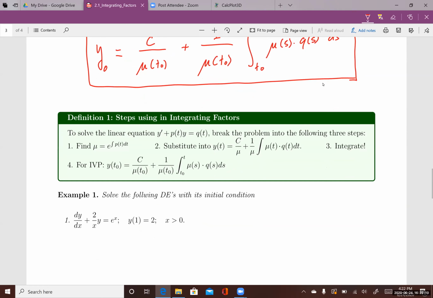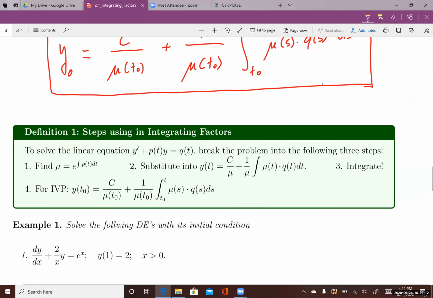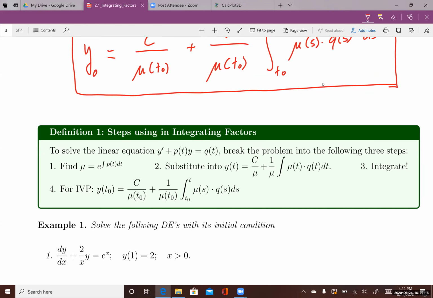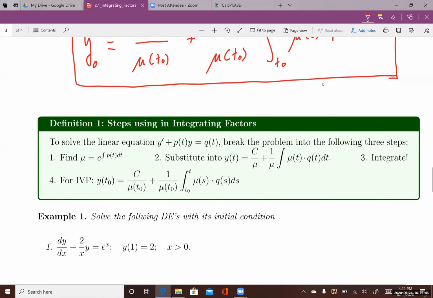Now, to summarize all the steps of using integrating factors to solve a linear first order differential equation: you first find the function mu, equal to e raised to the integral of p(t) dt, and you substitute mu into this formula for y, which is the solution for the differential equation. Here c is a constant, mu is the function you just found, and the integral of mu(t) q(t) dt you integrate to find your general solution.